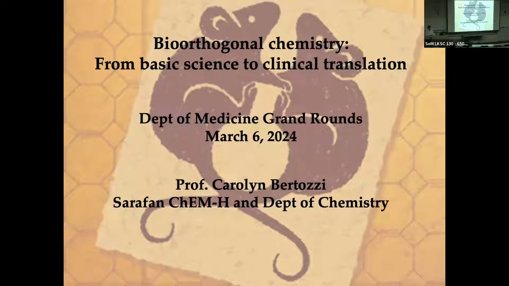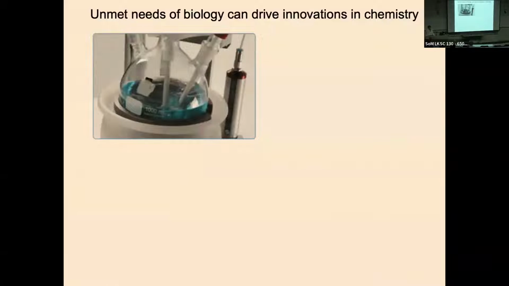So let me just start with a high-level view of bioorthogonal chemistry and the backstory. It started like so many projects start in my lab, which is the identification of an unmet need in biology that we thought we could solve with some technologies from chemistry. And it had to do with inventing chemistries that could be performed in living systems.